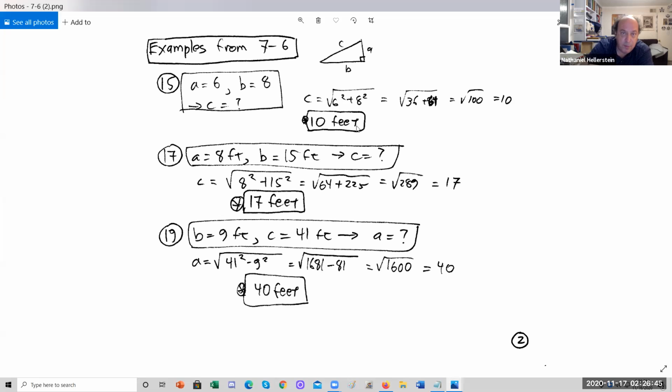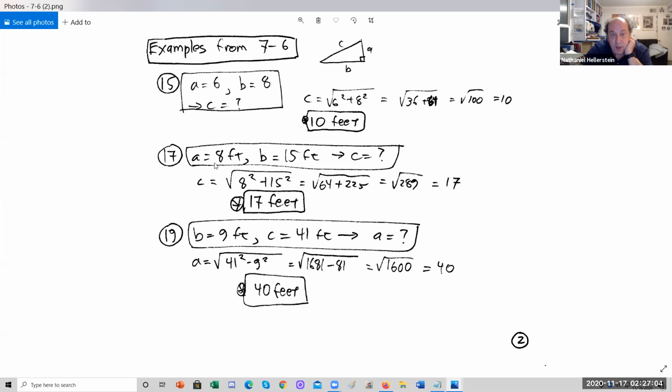So, for example, right angle triangle, AB, diagonal C. A is 6 and B is 8. What's C? Well, C is root 6 squared plus 8 squared. That's root of 36 plus 64. That adds to root 100, which is 10. So the third side is 10 feet.